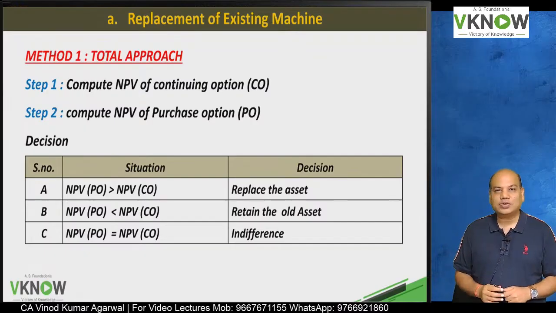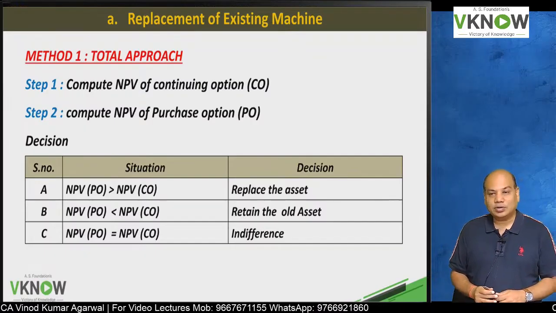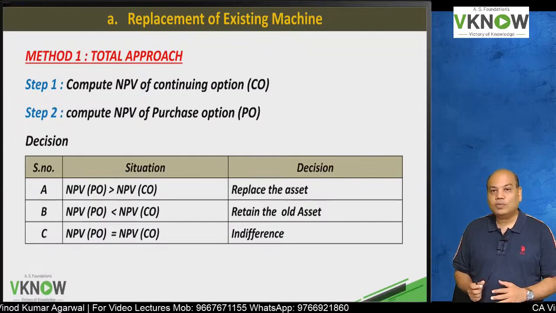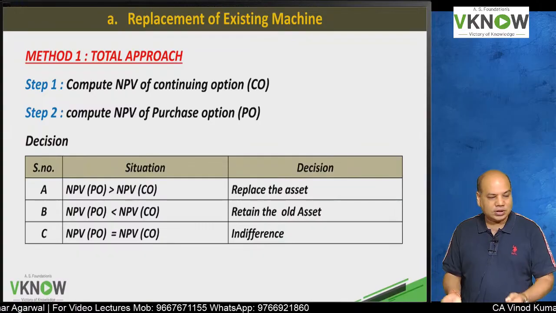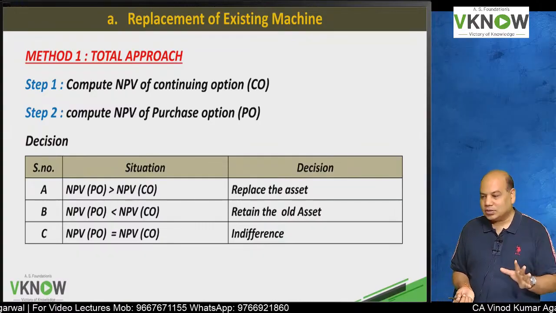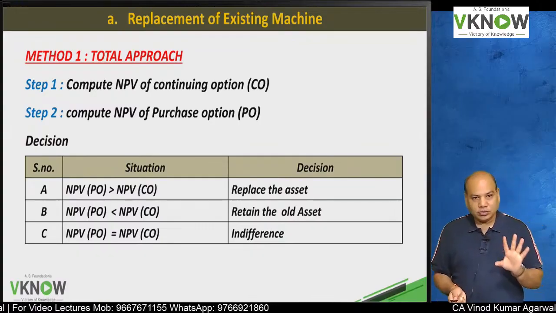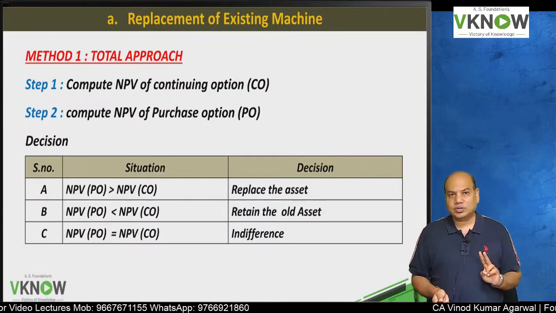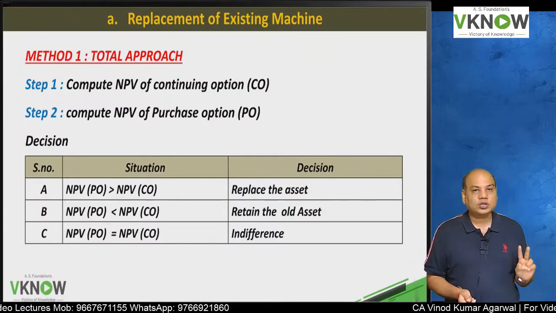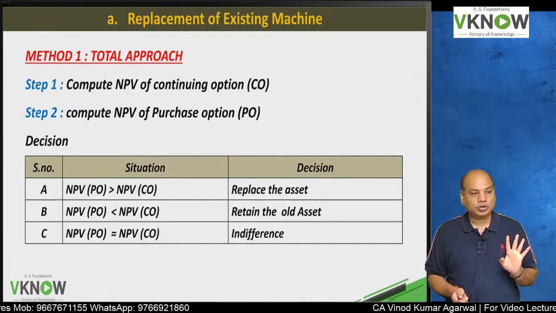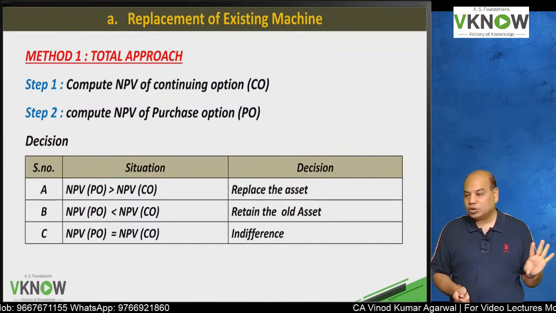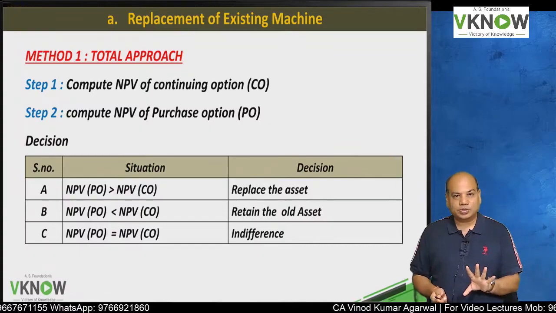No emotional attachment with the old asset, or no fancy for the new asset. You have to answer on the basis of numbers. So what do we do? There are two approaches. One is called the total approach, and one is called the incremental approach.